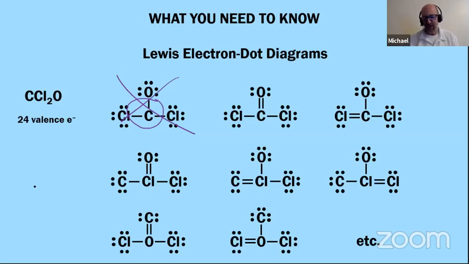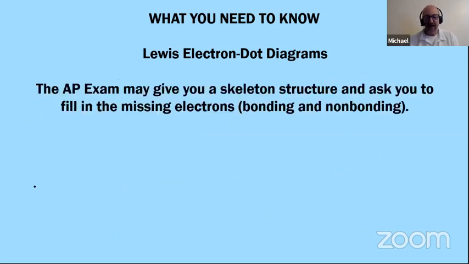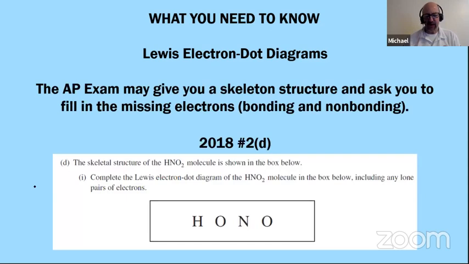Let's address one of the possible answers, and that is sometimes the AP exam helps you out. So they might give you a skeleton structure. Here's an example from 2018. Complete the Lewis electron dot diagram for the HNO2 molecule. Include any lone pairs of electrons. Now, all you have to do is finish the skeleton.